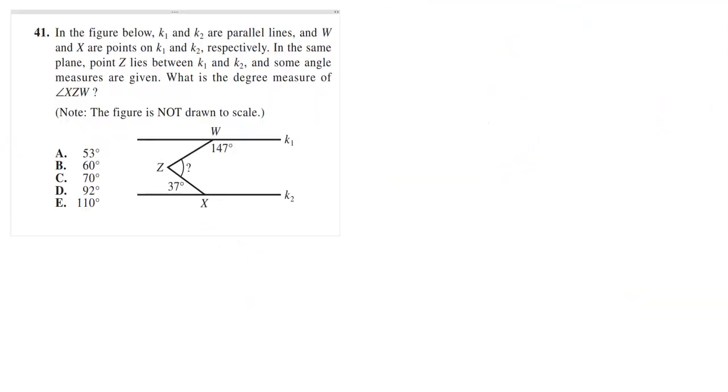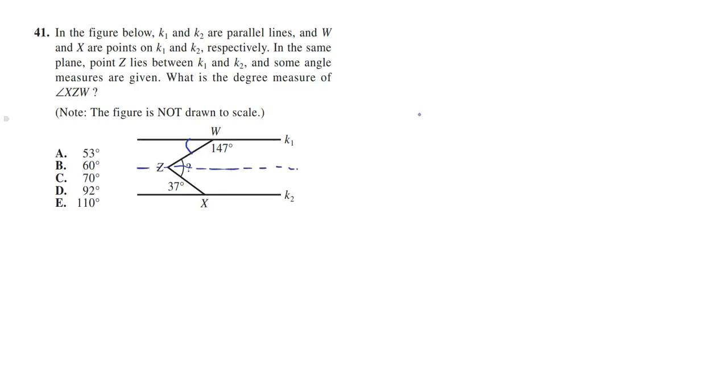Next question. In the figure below, K1 and K2 are parallel lines and W and X are points on K1 and K2. In the same plane, point Z lies between K1 and K2 and some angle measures are given. What is the degree measure of XZW? So this right here. So what we're going to do here is first find this angle right here, because this right here, let's draw a dotted line.